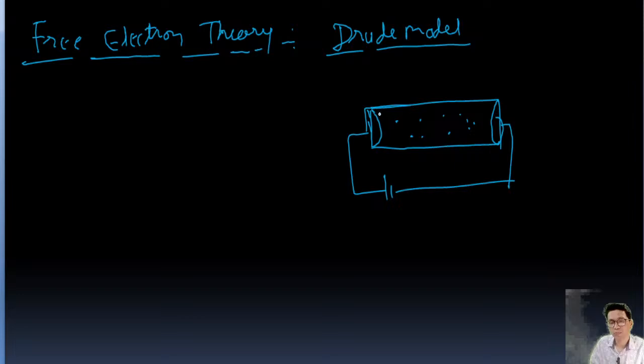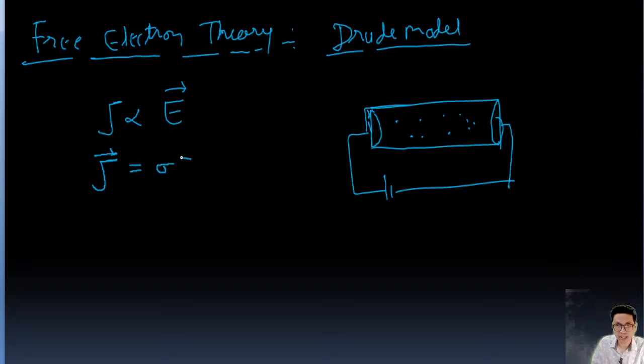For example, mean free path means the distance covered by the electron between 2 consecutive collisions, and the time interval between 2 consecutive collisions is the relaxation time. So here we know J is proportional to E, the current density is proportional to E, or current density is equal to sigma E. Sigma is the conductivity, guys, a very important formula you need to note down.